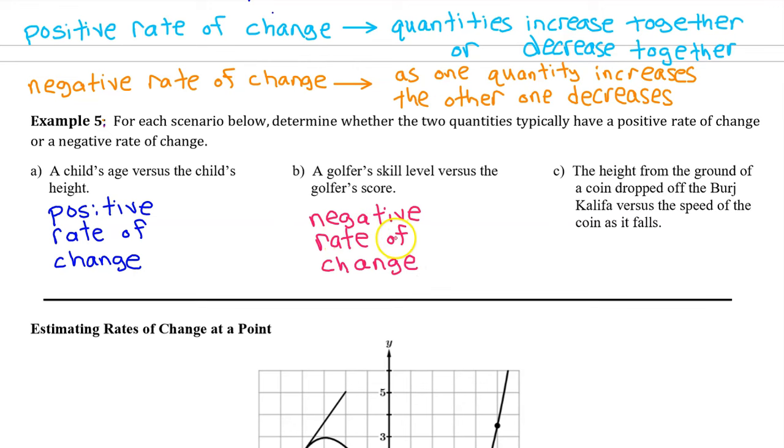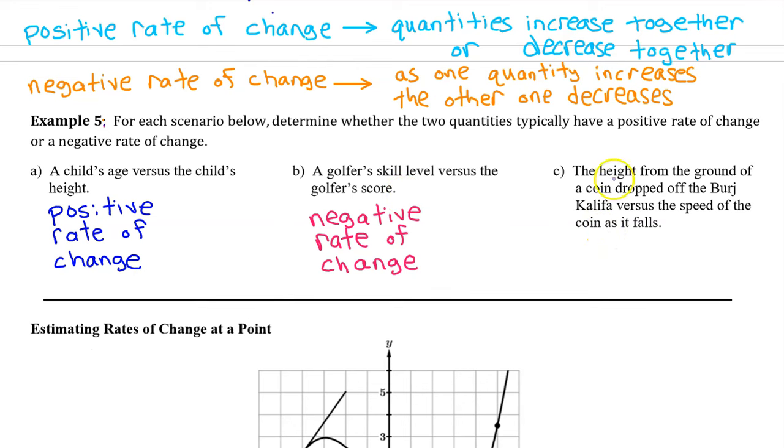To understand this answer, you need to understand that the point of golf is to get the ball in the hole using the lowest number of strokes. The golf score indicates how many strokes it took you to get the ball in the hole. So, as a golfer's skill increases, the golfer's score will decrease.